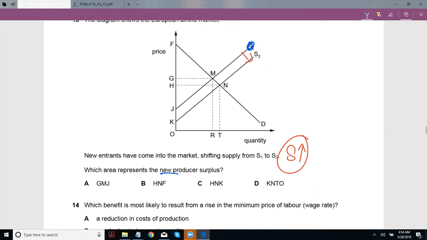So that's going to be, if you remember, if this is price and this is demand, sorry. Let me simplify this. If this is price and this is supply, it used to be this area.